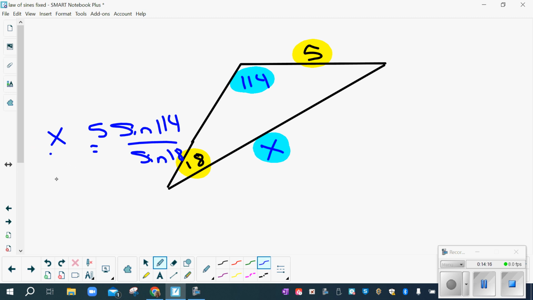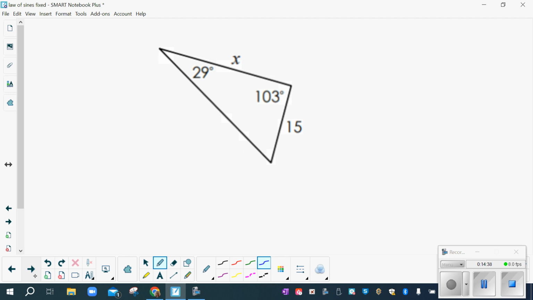Here we go. Let's do it. Carefully. 5 times sine 114. I'm going to go fast because I feel like I'm losing you guys. Divided by sine 18. Let's see. Did you guys get like 15? Is it 15? 14.8? Okay. One more like this, and then we got one more thing to do.